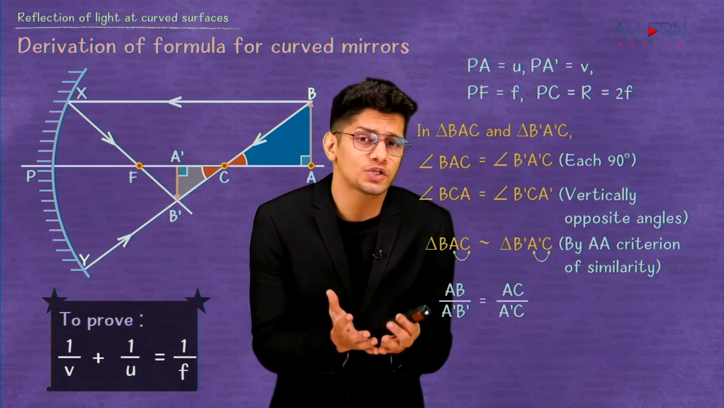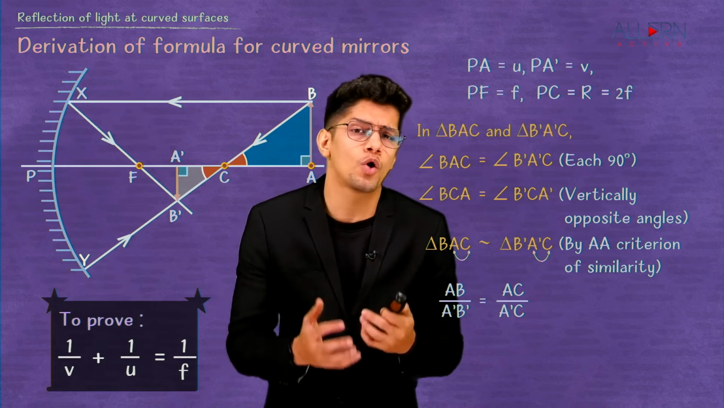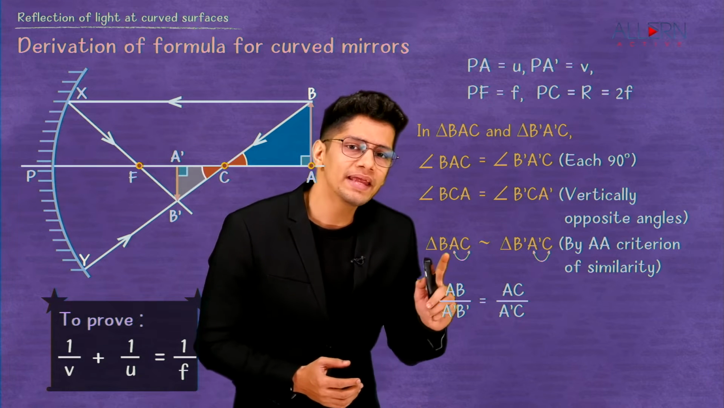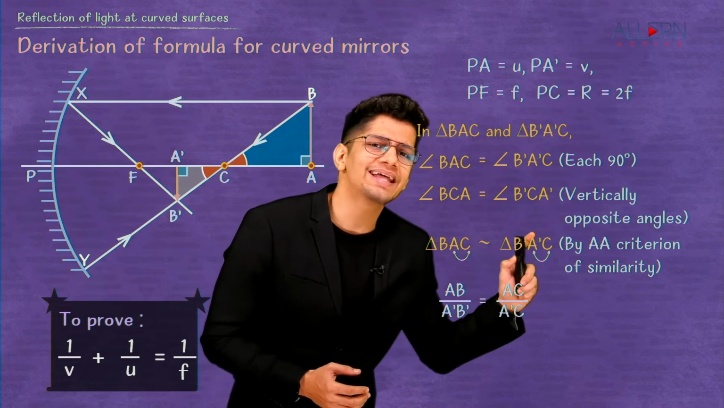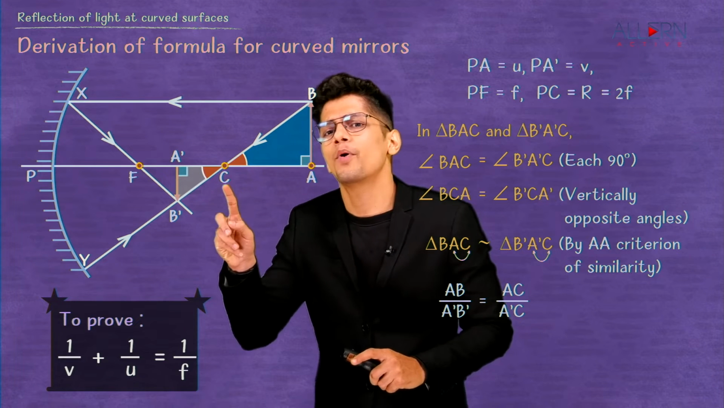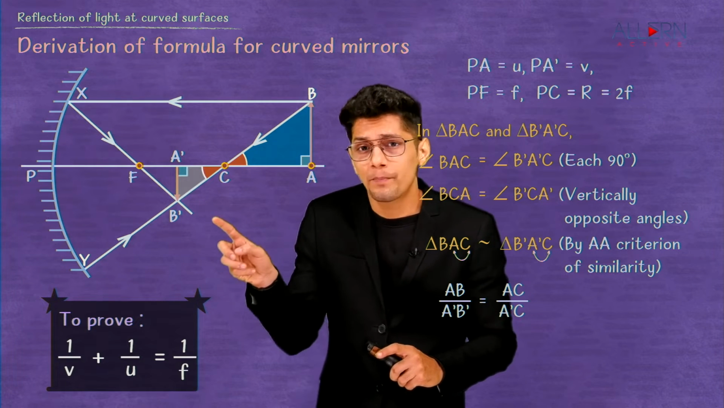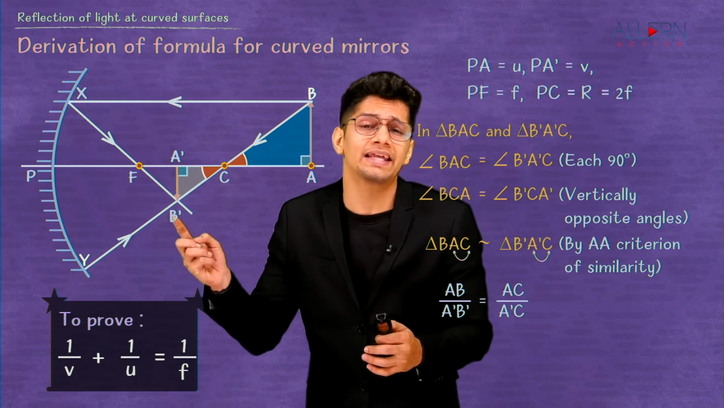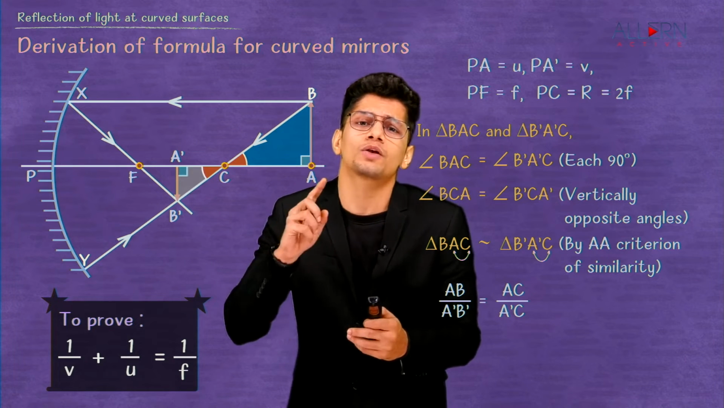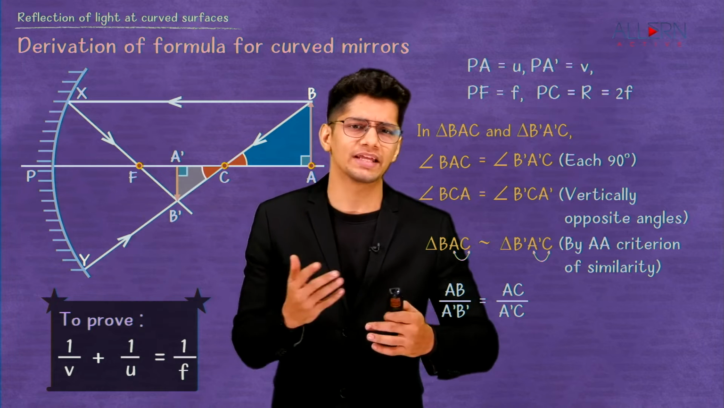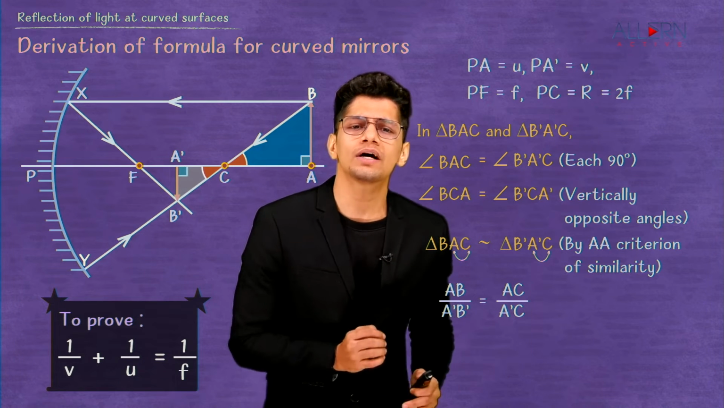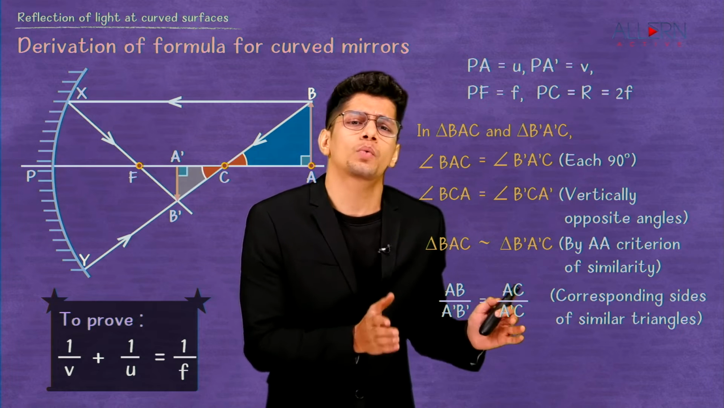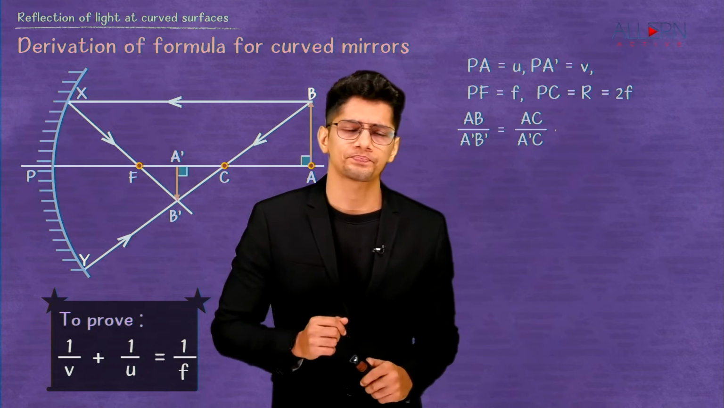Now we also have the ratio of the third side, but we are simply ignoring it. Why? Because it is not required. The third ratio would be BC upon B dash C, which is the part of the hypotenuse. It is neither forming the part of the object height and the image height, nor it is the part of the principal axis, so we simply ignore that. So here we need to write the reason now. The reason is corresponding sides of similar triangles, and we can keep this equation as equation number 1.